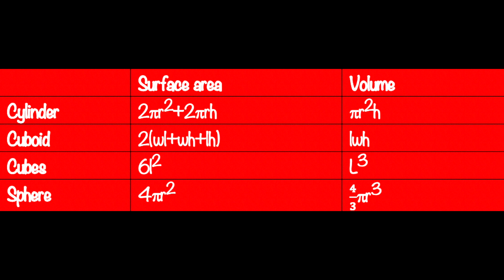A sphere's surface area is 4 pi r squared, and its volume is 4/3 pi r cubed. A cylinder's surface area is 2 pi r in brackets r plus h. The volume of a cylinder is pi r squared h. You should already know these things.